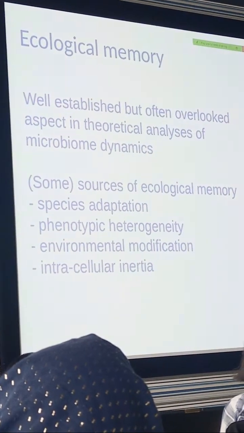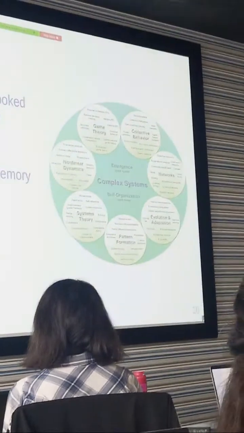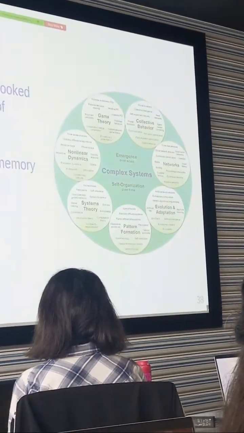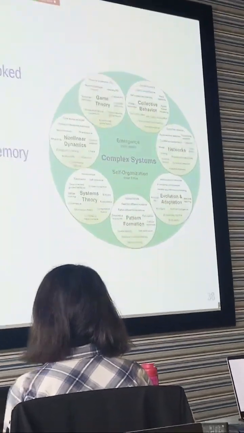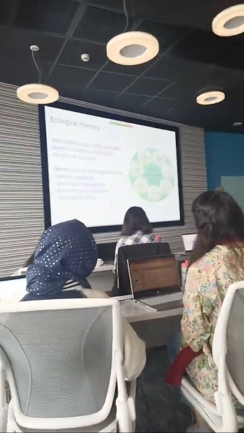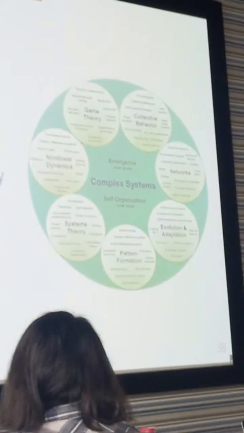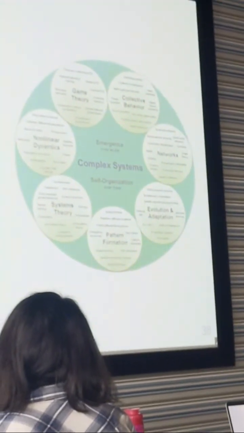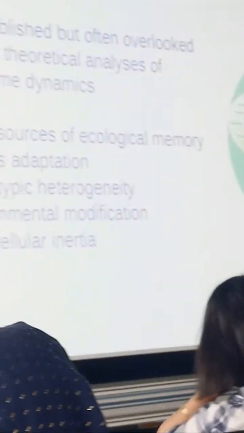Species adaptation is one source of memory in the system. Environment modification by species could be another. There are other mechanisms that would explain how memory arises in the system. Also, antimicrobial resistance is to some extent an example of how a system collects memory. Like when antibiotics are removed, the system will still maintain this, at least for some time. So there are different mechanisms of memory.